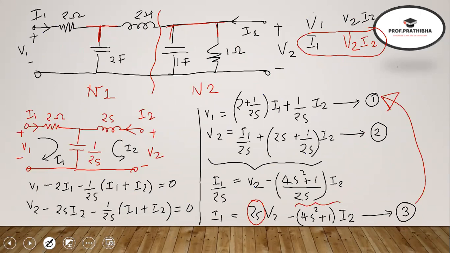There is no I3. There is only I1 and I2. The current will split at 2H and 1 farad. What we are doing is an interconnection of two-port networks. You can do this by KCL also.